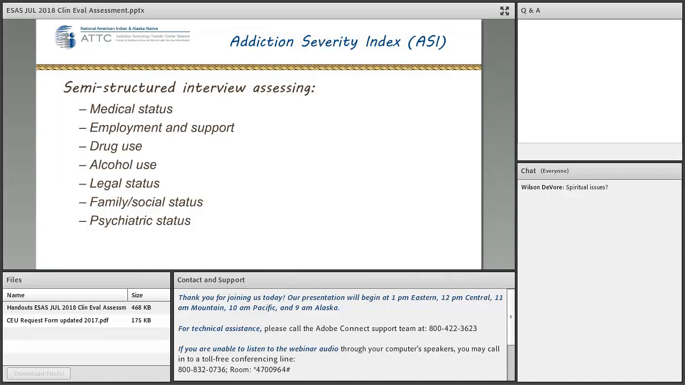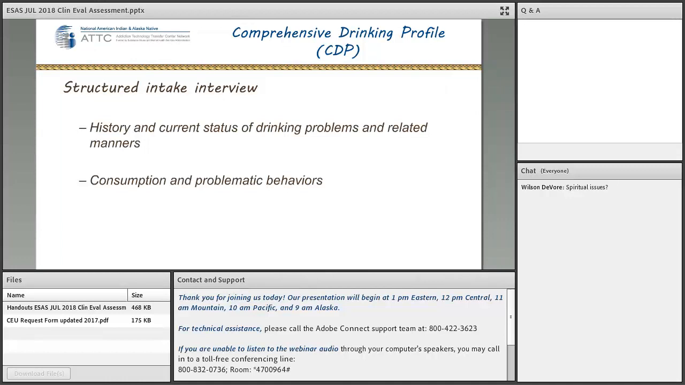They have the medical status, employment and support, drug use, alcohol use, legal, family, social, and psychiatric status. It goes into a little bit more of the history, the current use, drinking problems and related matters, consumption, and problematic behaviors. So the ASI, which many of the Native programs are using, does gather a lot of information, as well as what tribe they are from, or what clan, or different kinds of information depending upon what you're utilizing.